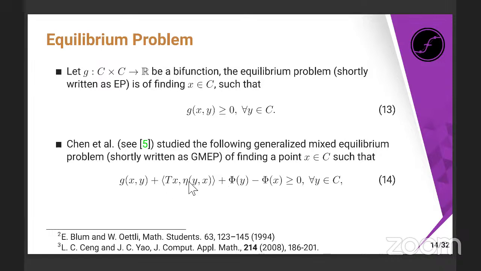Similarly, we can see that if pi is equivalent to the 0 function, then this will reduce to the equilibrium problem. We call it the generalized equilibrium problem studied by Takahashi and Takahashi. Similarly, if the bifunction here is 0, this will reduce to what we call the generalized mixed variational inequality problem. So with this kind of generalized mixed equilibrium problem, you can study various types of problems with real applications.